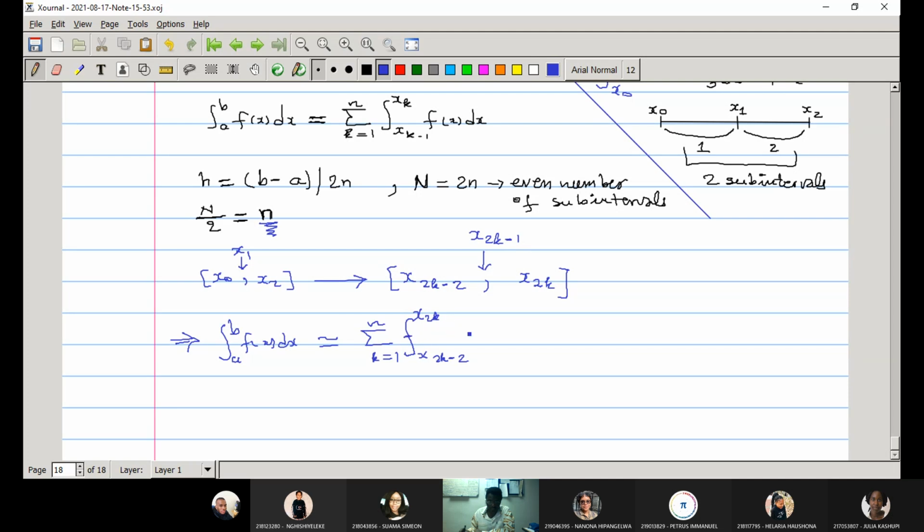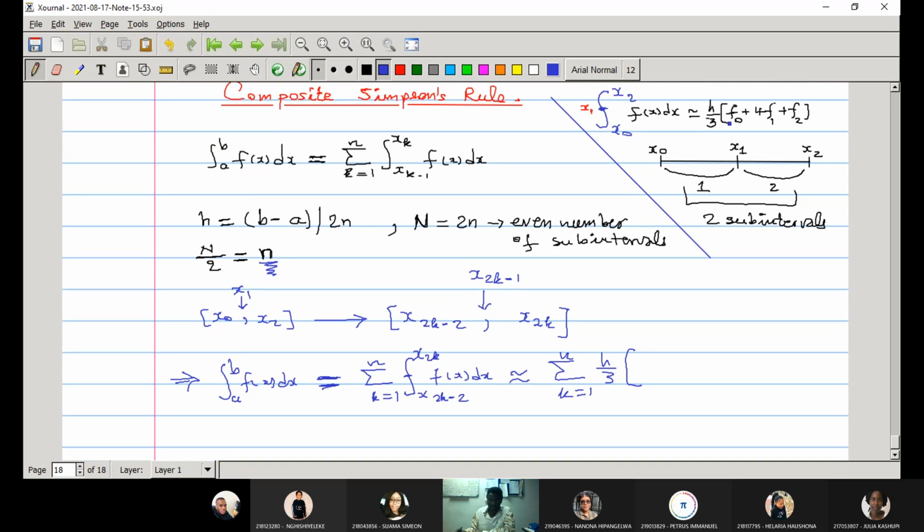Okay, and we have a point here in the middle. So this is approximated by this summation, k running from 1 to n. And then we have h by 3. And then we have the 3 terms. These 3 terms, we reproduce these 3 terms at these 3 points.